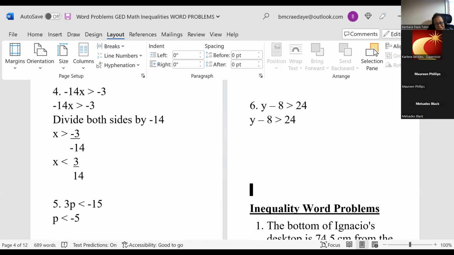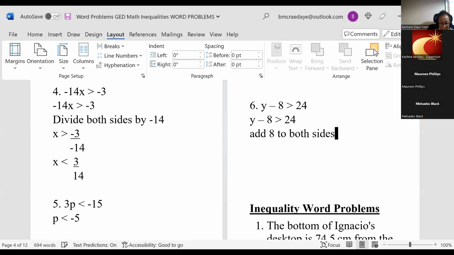Mercedes, where are you getting a 3? It's trying to multiply, so I divide. But that's a subtraction. You're getting your operations mixed up. Give me a chance to figure it out. That's a subtraction. So what's the opposite of subtraction, Mercedes? Addition, miss. So what would you do then? You're going to add 8 on both sides. That's right. Add 8 to both sides.